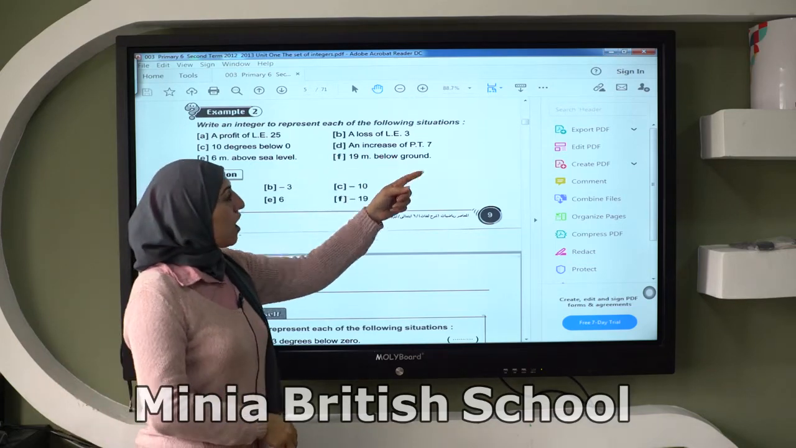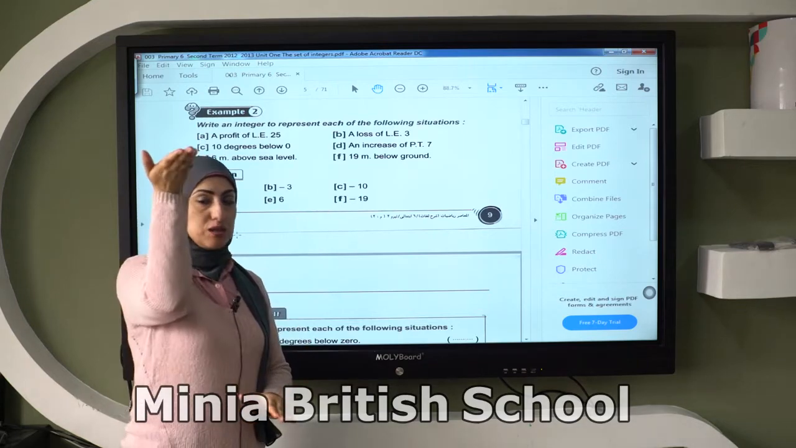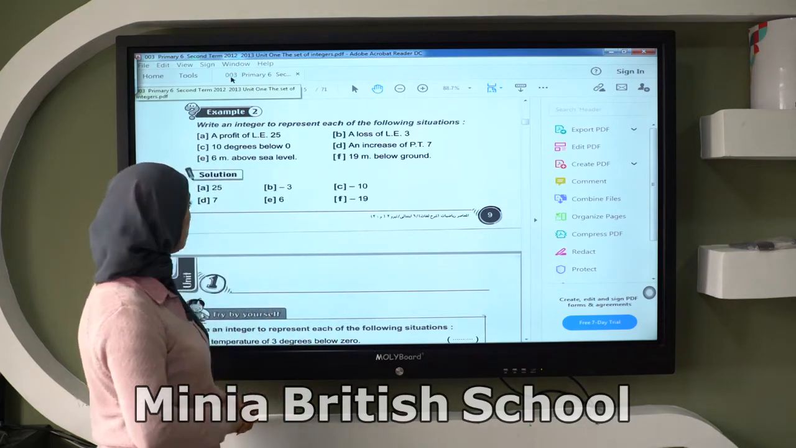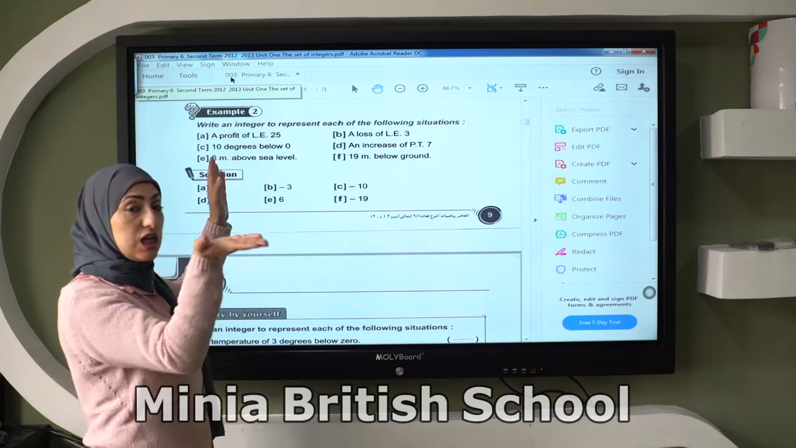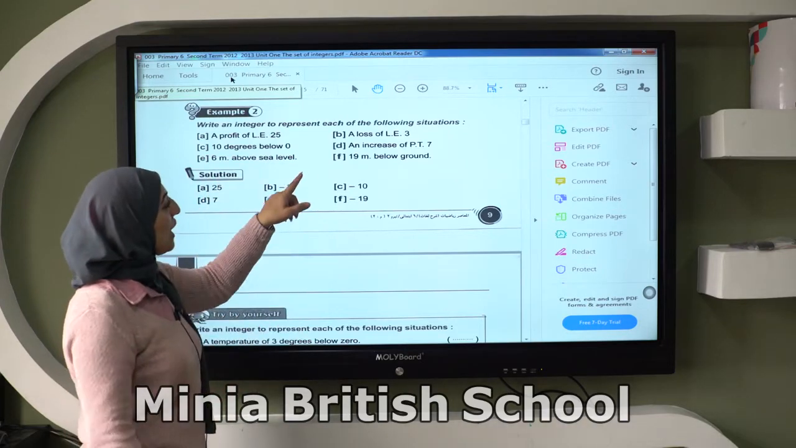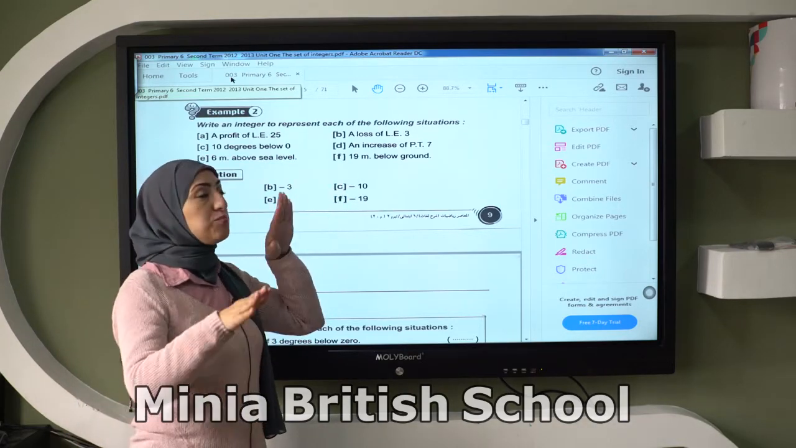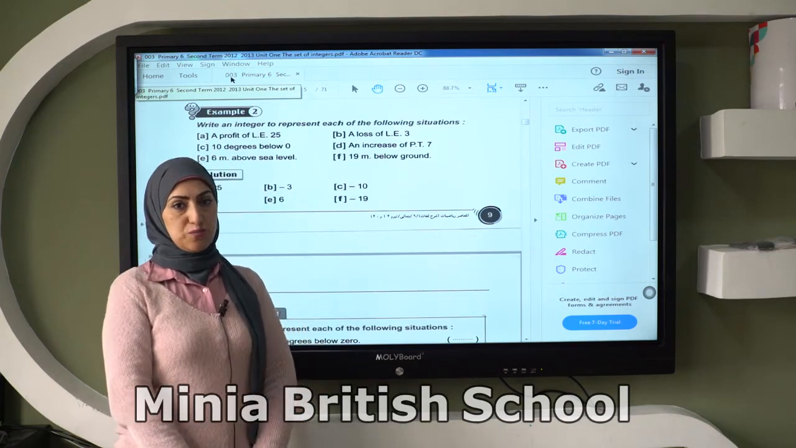An increase of 7 piastres. Okay, increase, it means it will be 7. Okay, 6 meters above sea level, above. So it will be 6 as it is. And here, 19 meters below ground. So it will be negative 19. Okay?